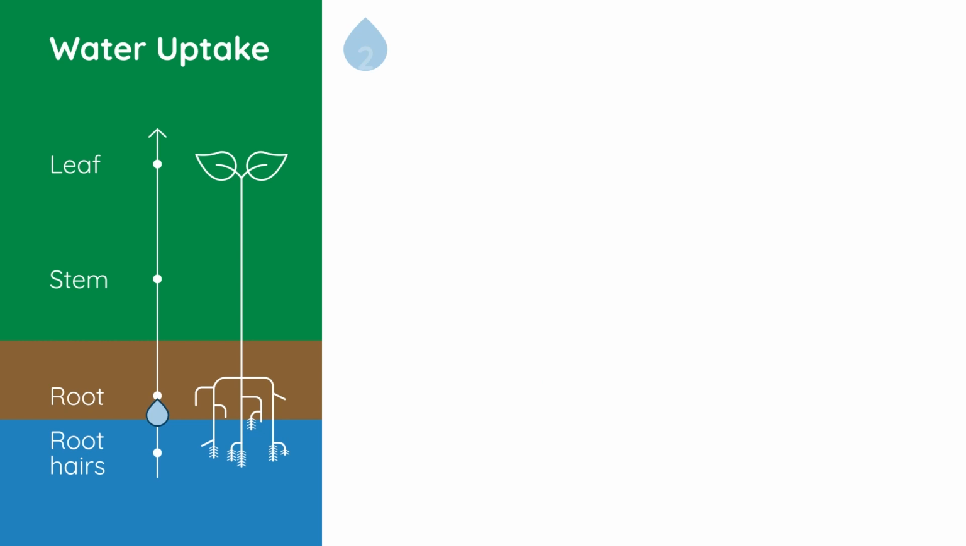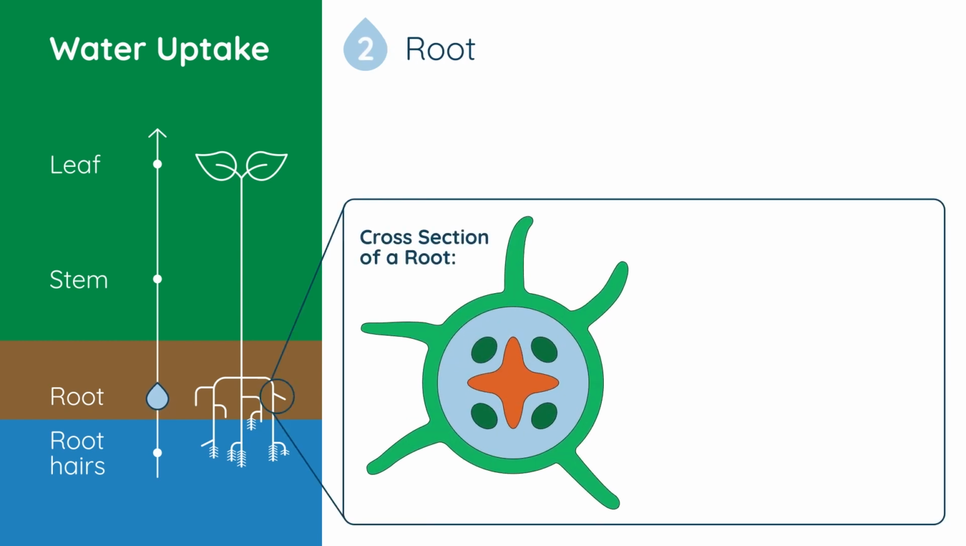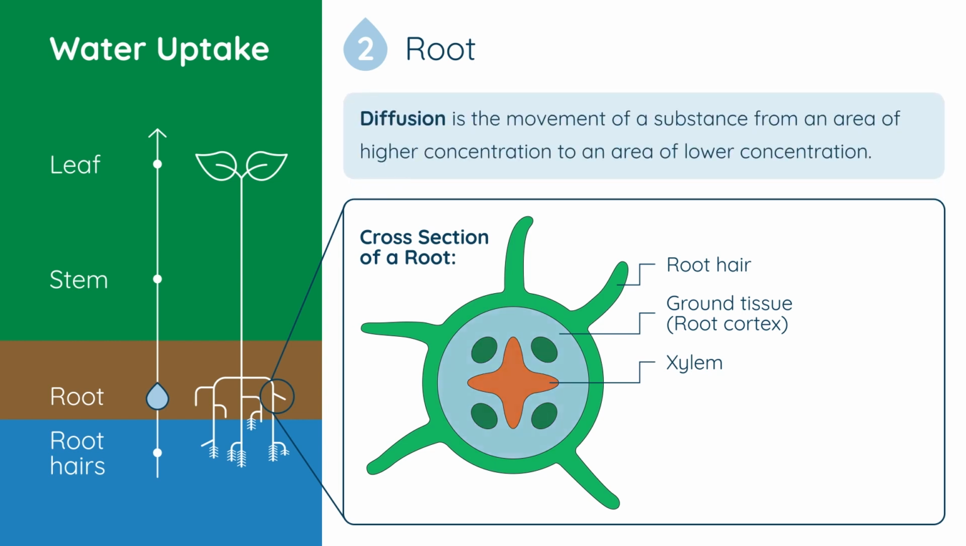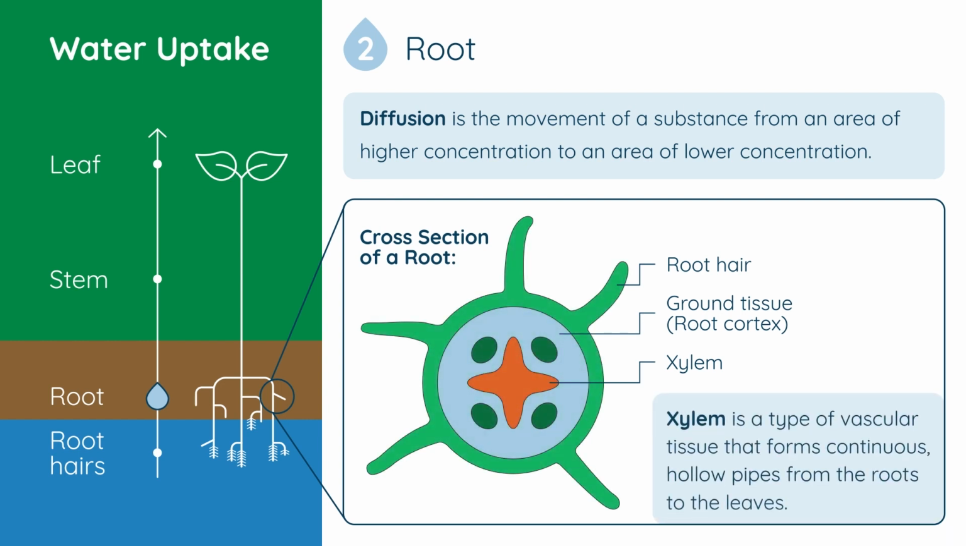Water then moves into the root. So water moves by diffusion from the root hairs into the ground tissue, also known as the root cortex, and it eventually reaches the xylem. Remember that diffusion is the movement of a substance from an area of higher concentration to an area of lower concentration. Xylem is a type of vascular or transport tissue that forms continuous hollow pipes from the roots all the way up to the leaves of plants.